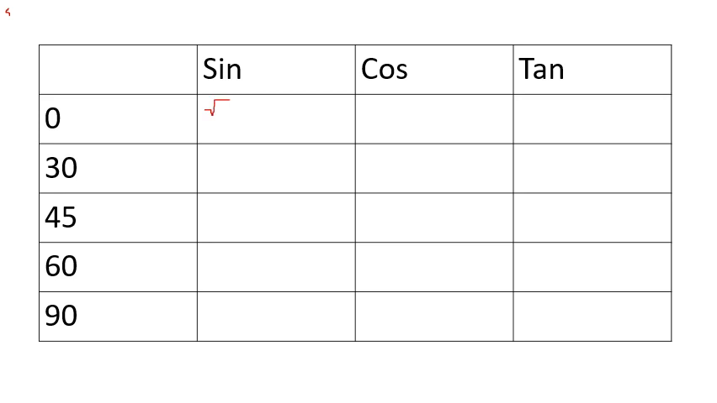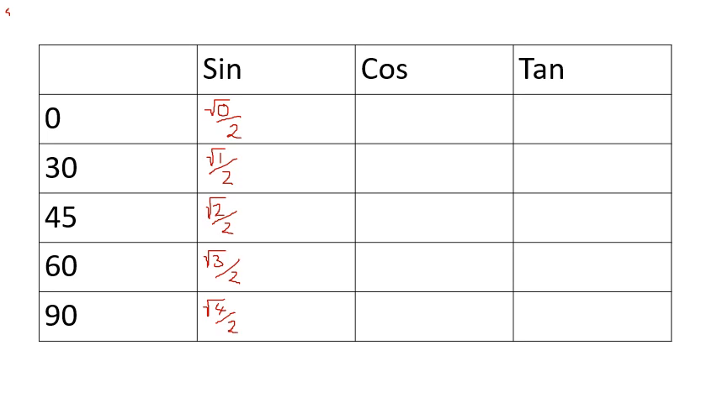So we start with root 0 over 2, and then we just go up. So root 1 over 2, root 2 over 2, root 3 over 2, root 4 over 2.